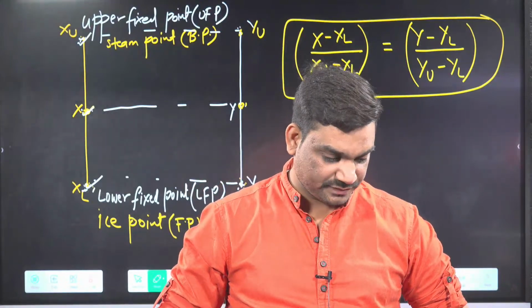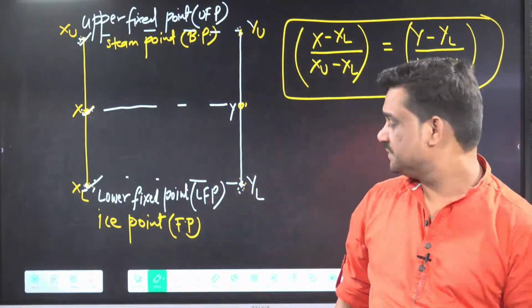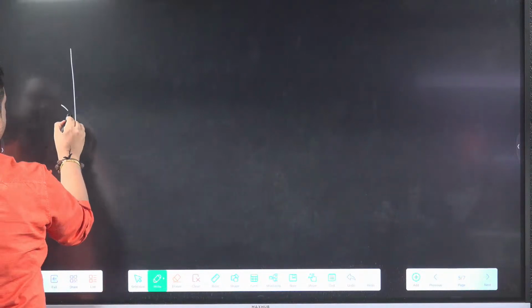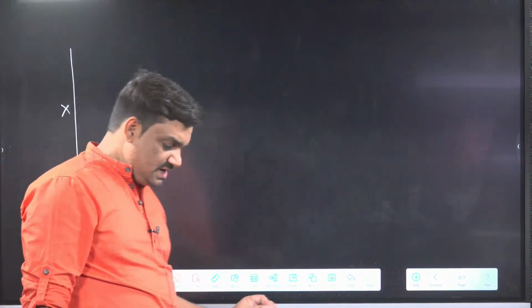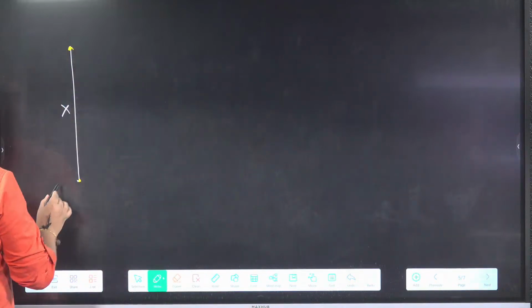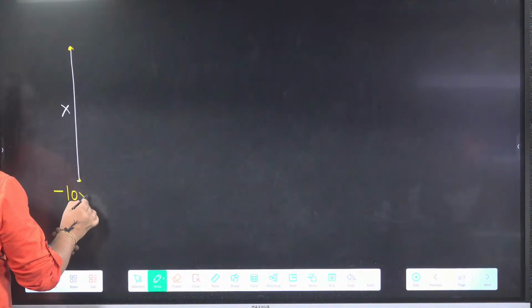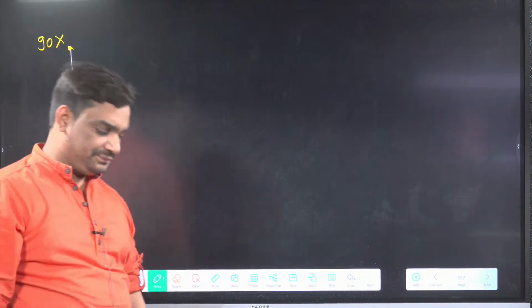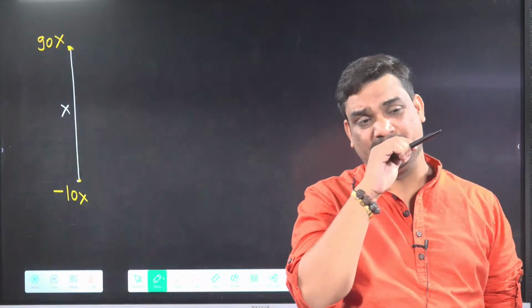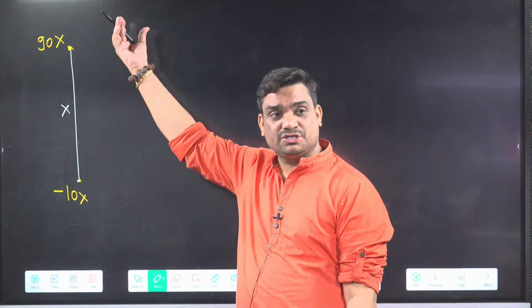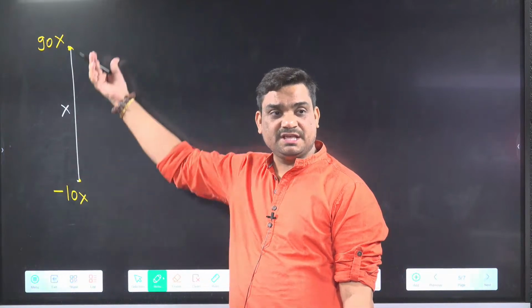Right, in hypothetical scale X, LFP and UFP are minus 10x, 90x. Means lower is minus 10x, upper is 90x.